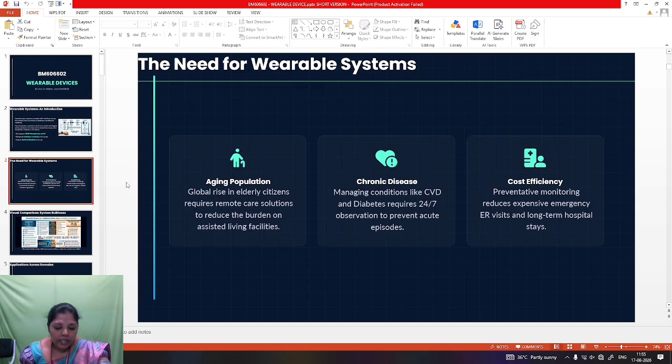Now let us move to the next slide. The need for wearable systems. Aging population, chronic diseases, cost efficiency. Aging population means the globally rising number of elderly citizens requires remote care solutions to reduce the burden on assisted living facilities. Chronic diseases: managing conditions like CVD and diabetes requires 24/7 observation to prevent acute episodes. Cost efficiency: preventive monitoring reduces expensive emergency room visits and long-term hospital stays.